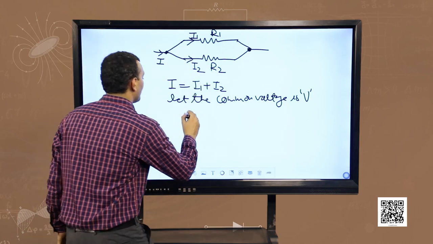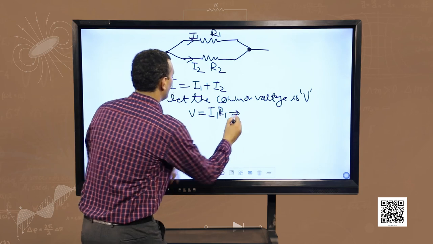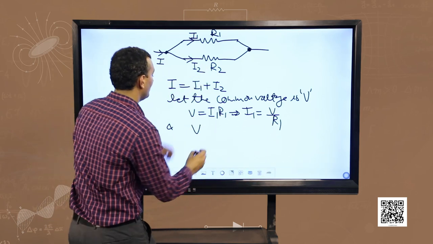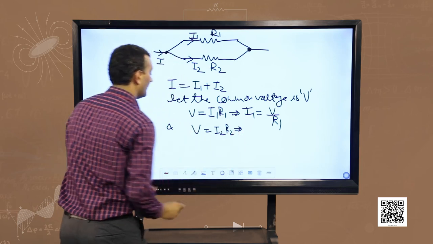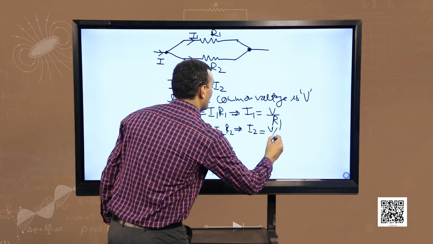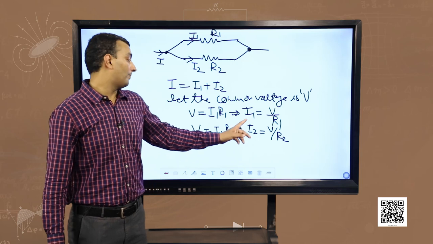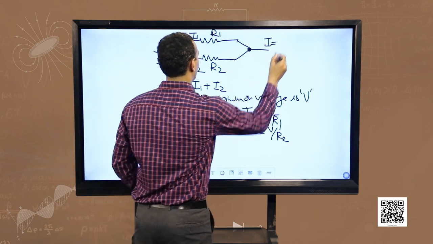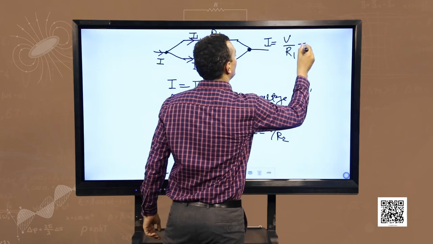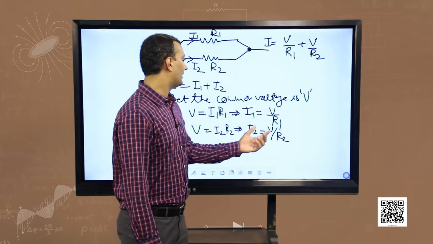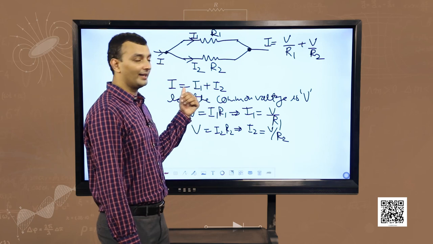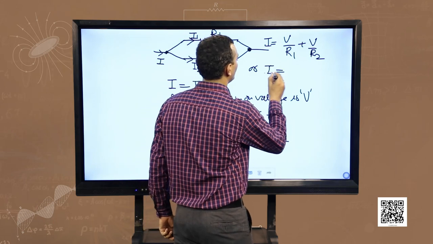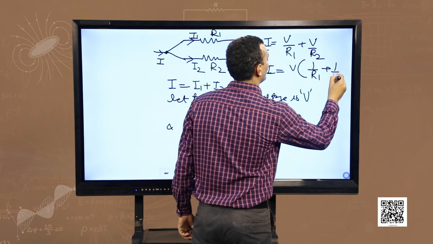Then for the first resistor, we can write V equals I1 R1, giving the value of I1 as V by R1. And for the second resistor, we have V equals I2 R2, giving I2 equals V by R2. If we place the values of I1 and I2 in this expression, we get I equals V by R1 plus V by R2. Taking V as common, we have this expression.